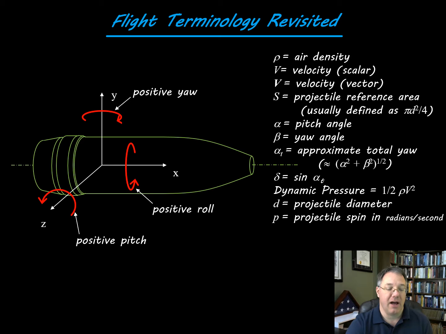Now, of note, when we talk about total yaw, which is a lot of what we've been using up till now, we use the alpha sub t for total yaw, but I want to remind everyone that the alpha by itself is actually a pitch angle around that z-axis, and beta is the yaw angle when we separate those two. So even though total yaw is alpha t, yaw by itself is not alpha, it is beta.